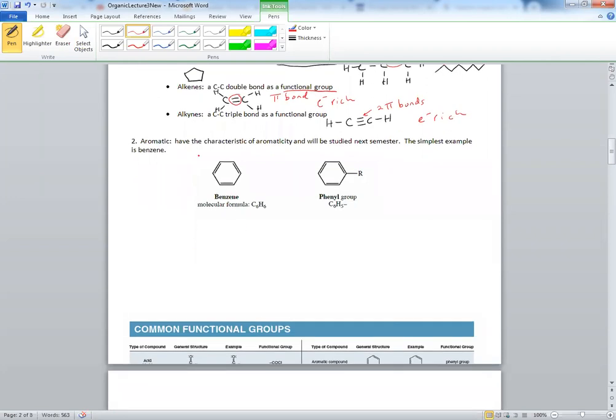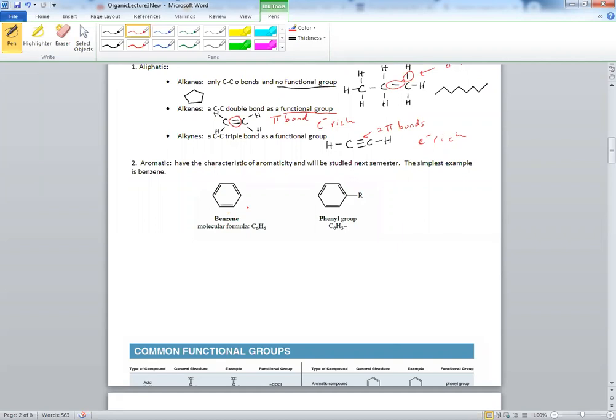Now, you might think that, okay, well, I have double bonds, so these are, again, alkenes. Well, not in this ring structure. These become aromatics. They're aromatic compounds. Anytime we have, for example, 3 double bonds in a 6-membered ring, this is called a benzene. So these are aromatics, and they will be studied next semester. The simplest one, again, is benzene, and if it's attached, it would be a phenyl group. So be able to recognize that this is an aromatic. And they're called aromatics because, again, they have distinct smells.